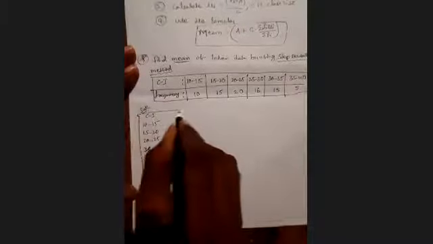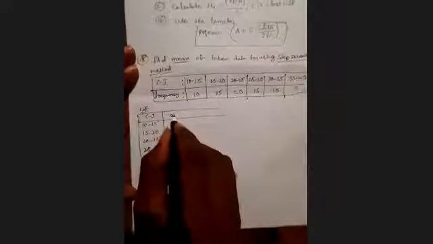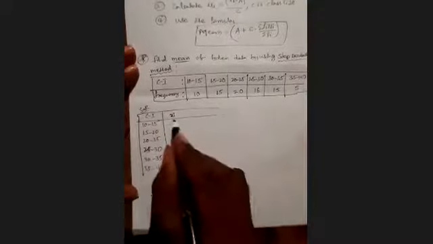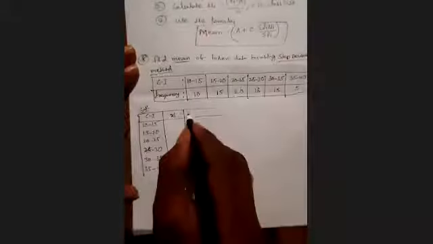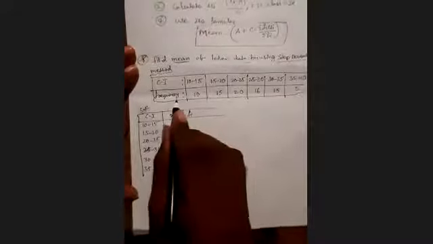So, listen carefully. After writing class interval, you should write variate value xi. How you will find xi? That is the question. I will tell you about that xi. And after xi, you have to write frequency fi. This is frequency fi. So I am writing first fi's.